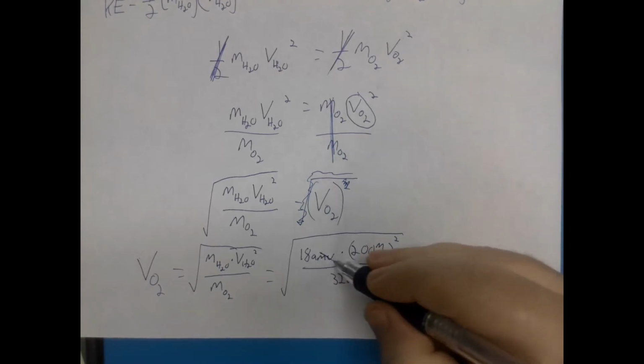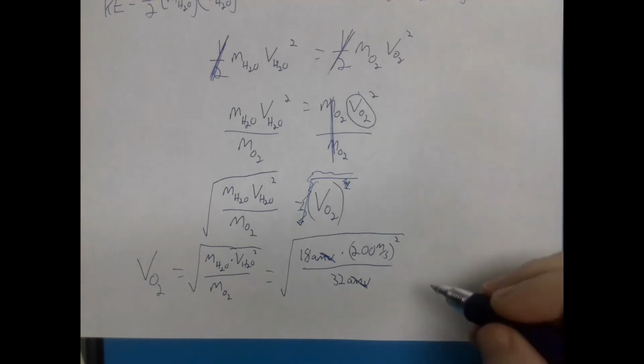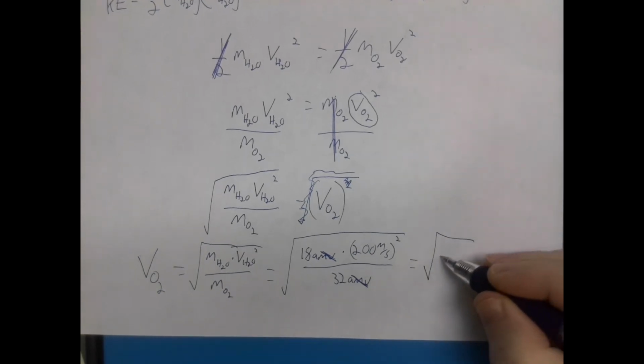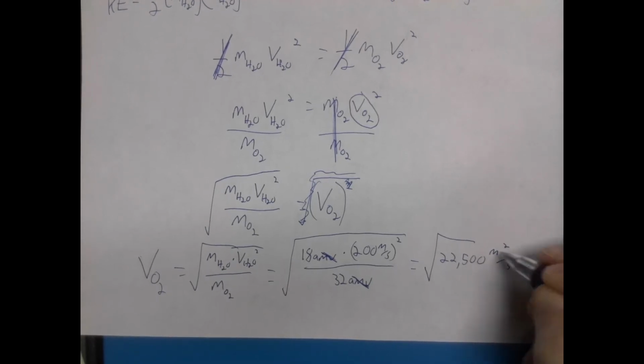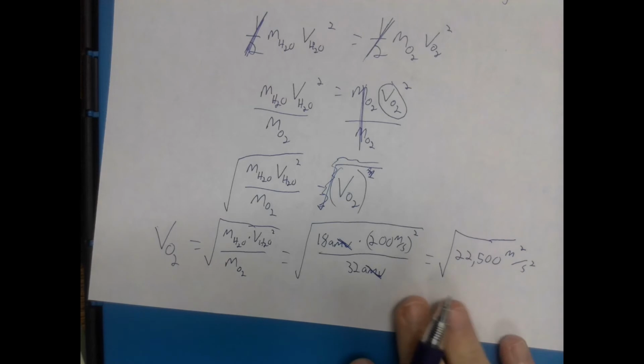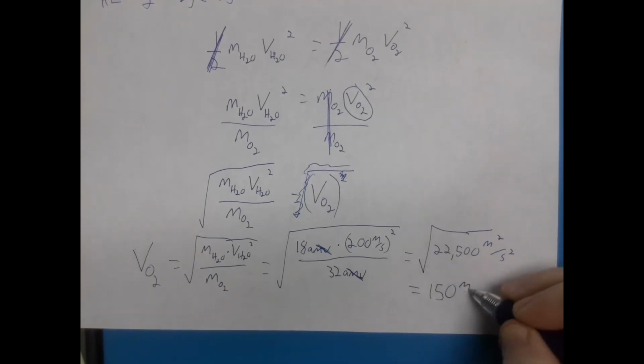AMUs cancel each other out. 18 times 200 squared. 200 squared is 40,000. 18 times 40,000 divided by 32 gives us the square root of 22,500 meters squared per second squared. So we square the units. And then taking the square root of that is equal to 150 meters per second.